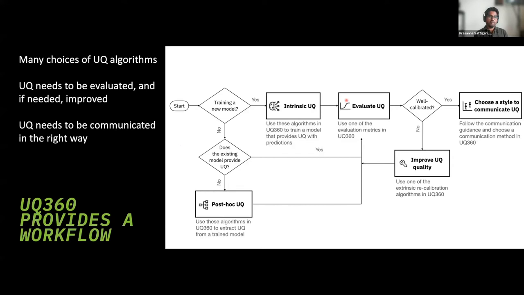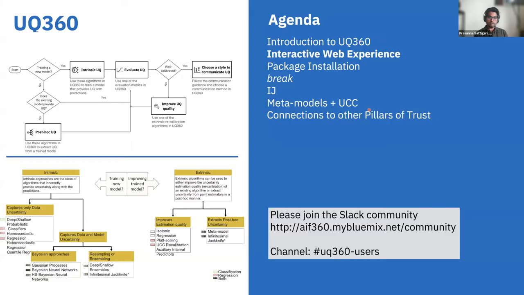So that's what the toolkit is trying to provide. There is a workflow for uncertainty quantification, and the toolkit tries to provide building blocks for each step of this workflow. Just to go through this flowchart: if you don't have a model, you start out with a choice of using intrinsic UQ algorithms, a model which can give you uncertainty by default. If you evaluate how good these uncertainties are and they are not so great, then you can try to calibrate them using post hoc uncertainty quantification algorithms, and you can complete this loop. When you're satisfied with the uncertainty estimates' quality, then you can think of how to best communicate this to the users.